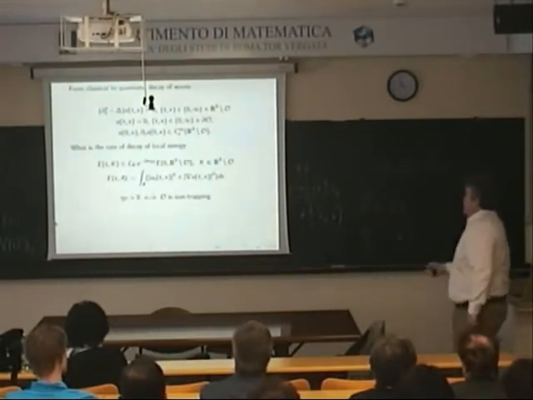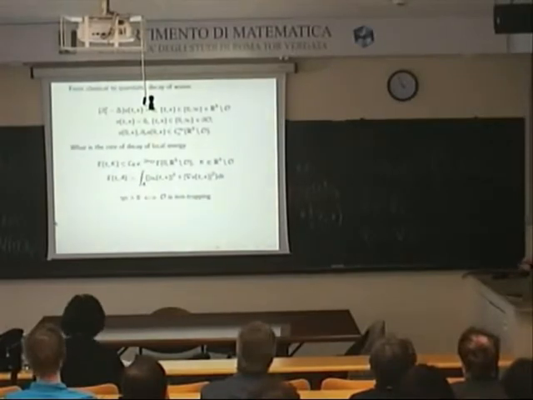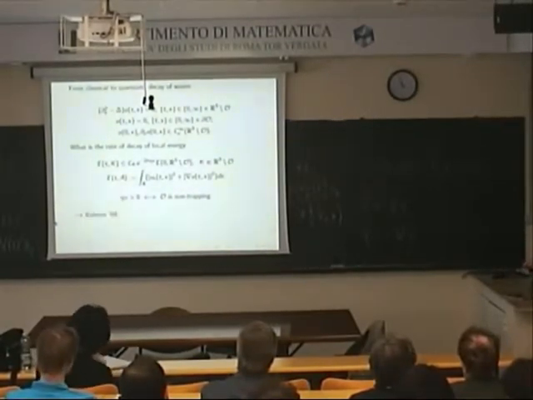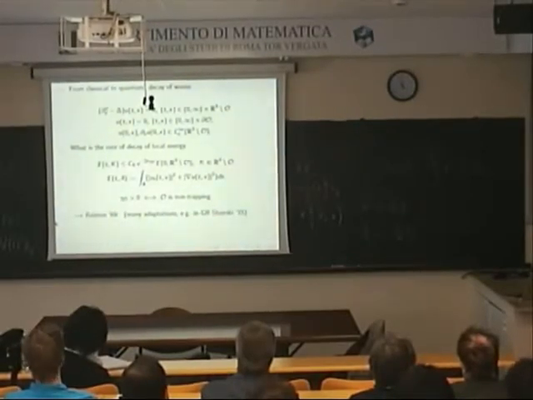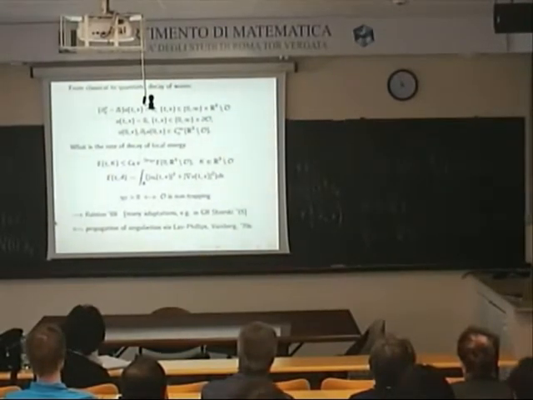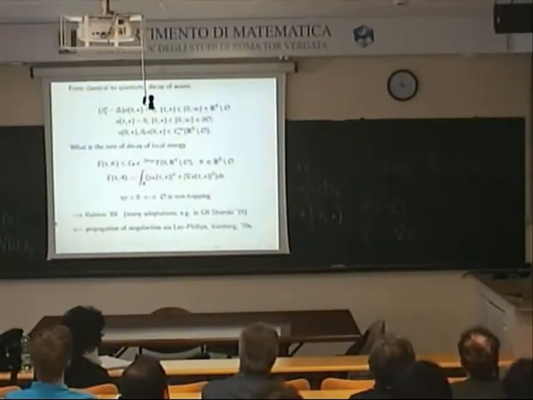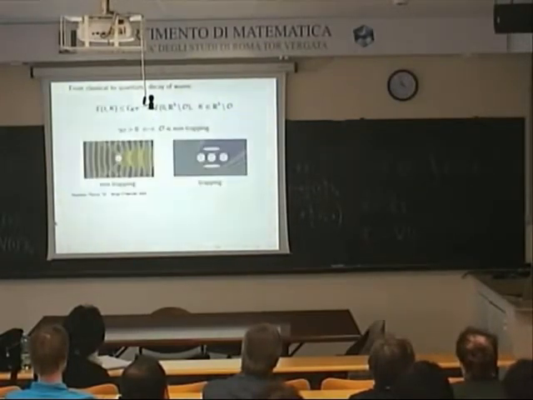And the energy will decay exponentially only if it's non-trapping. So that was established a long time ago by Ralston, but it's still used, for instance, in general relativity. A recent adaptation was done by Spirsky. The other implication, that non-trapping gives decay, goes by propagation of singularities, propagation of the kind that I just showed in this cartoon, and via methods developed again a long time ago by Lax, Phillips, and Vainberg.